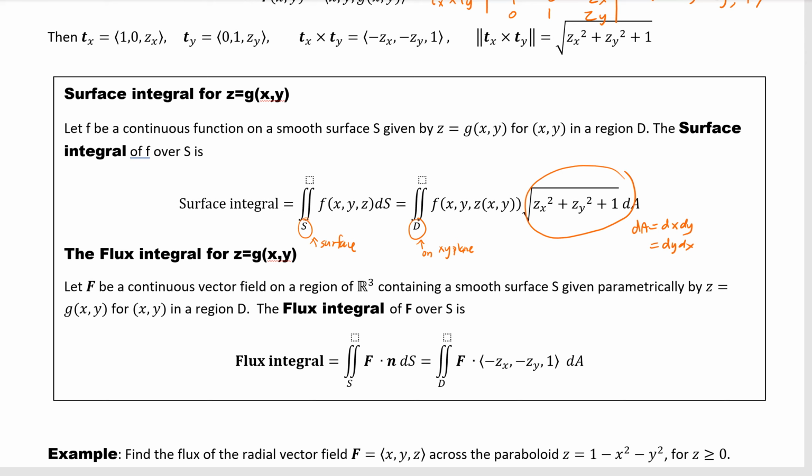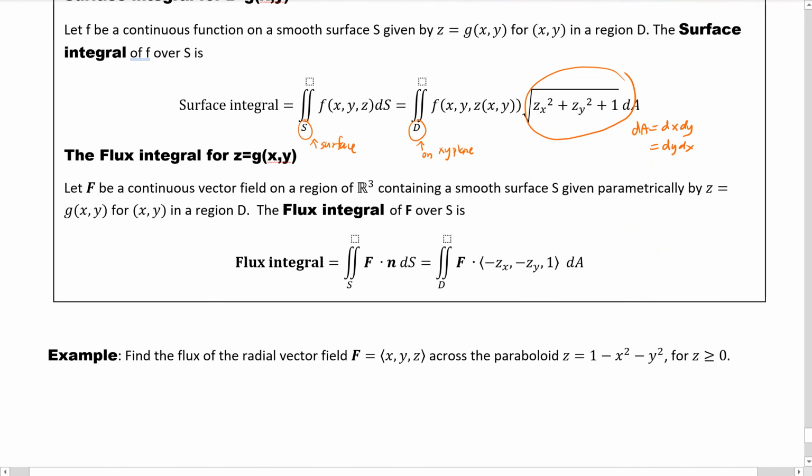Then the flux integral for the surface: we have F a continuous vector field on a region of R^3 containing a smooth surface S given parametrically by z equals a function g of x, y. Then the flux integral equals the double integral over D, the region in the xy plane, of F dot the normal vector Tx cross Ty, dA. With this, you can see this is a simpler formula.